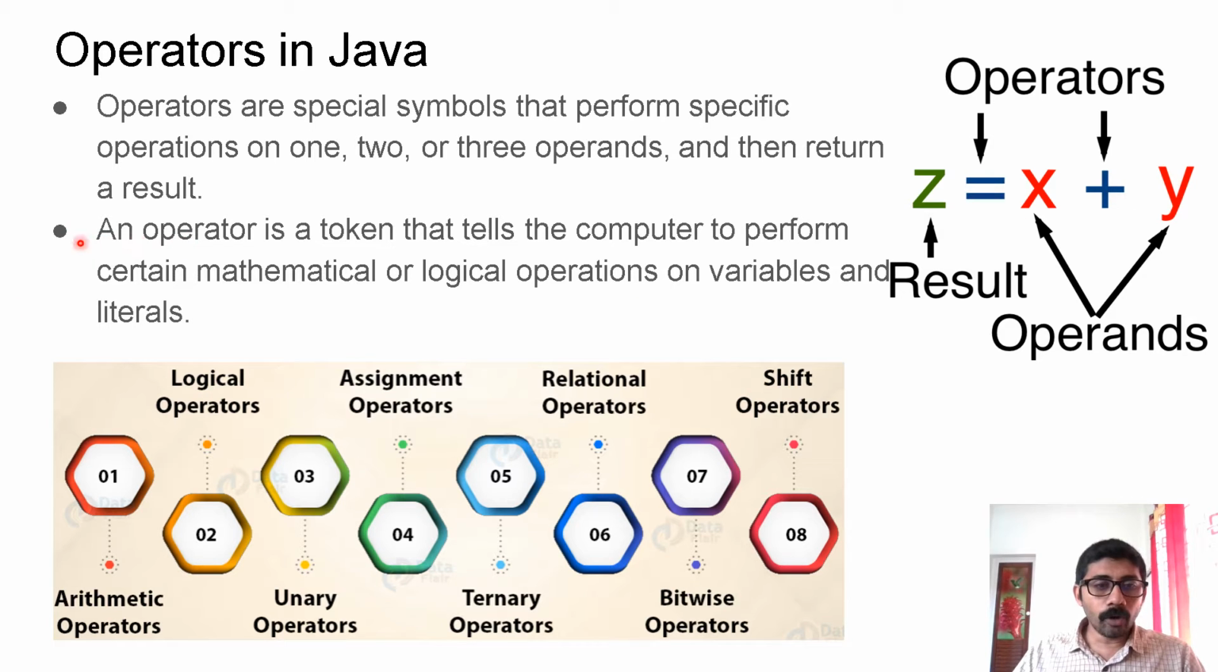An operator is a token that tells the computer to perform certain mathematical or logical operations on variables and literals. In Java, there are 8 different types of operators: arithmetic operators, logical operators, unary operators, assignment operators, ternary operator, that is the one which accepts 3 operands, relational operators, bitwise operators, and shift operators. We will learn each of them in detail.